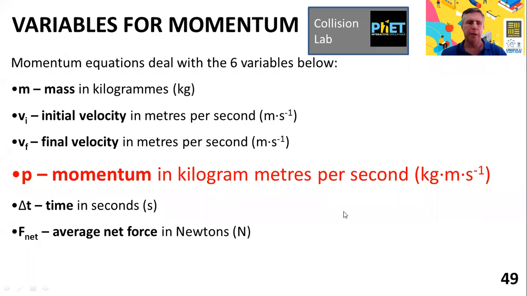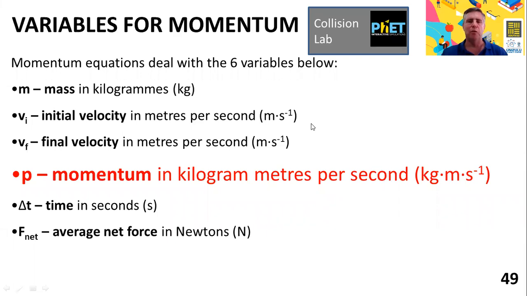So we're on page 49 in your booklets, and at the top of page 49, we consider the variables which come up in the momentum equation. There's 6 of them. Most of them are very familiar to us by now because they come up throughout mechanics. So mass in kilograms, we're very familiar with. Velocity in meters per second.